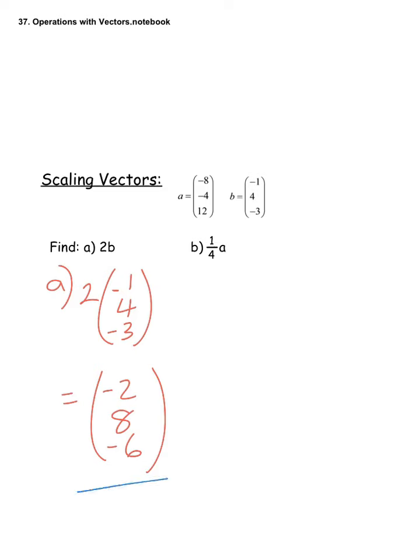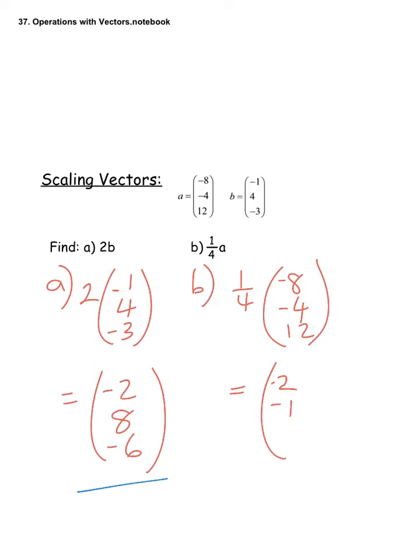That's our final answer for 2b. For part B, we're doing a quarter of b, so we're going to do 1 quarter of (negative 8, negative 4, 12). Just taking a quarter of each of those numbers: a quarter of negative 8 is negative 2, a quarter of negative 4 is negative 1, and a quarter of 12 is 3. And there we have it. That's how to scale vectors.